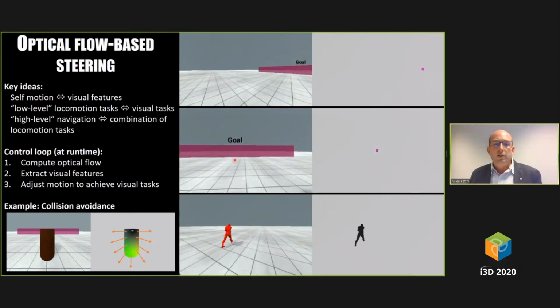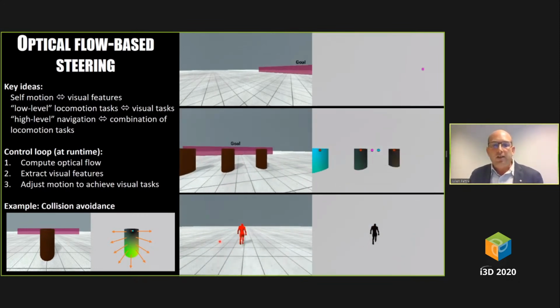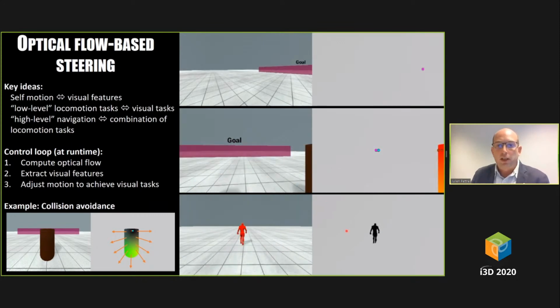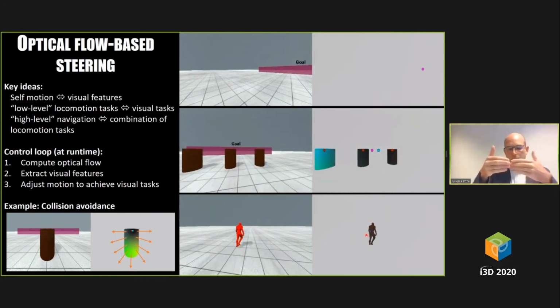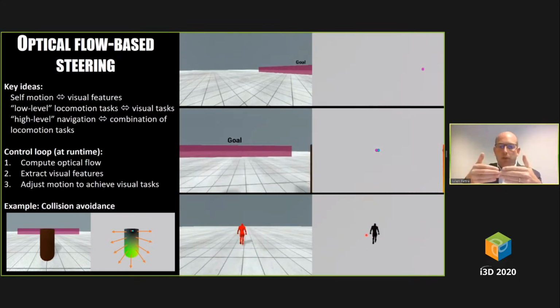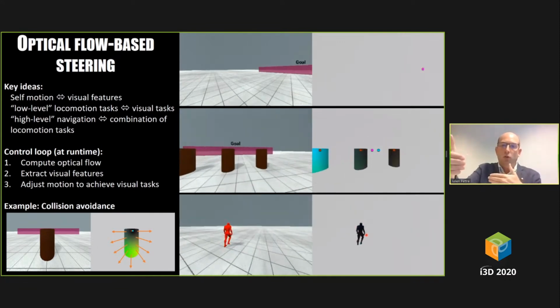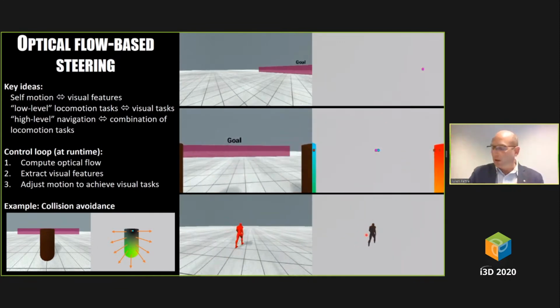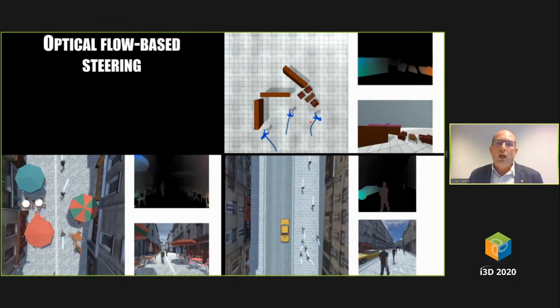You can also achieve a following task by canceling the optical flow generated by a given object here. If you cancel the optical flow generated by a given object, it means that you are at the same relative position to it. So typically you are following it. So you can combine those visual tasks and achieve those kinds of simulations.